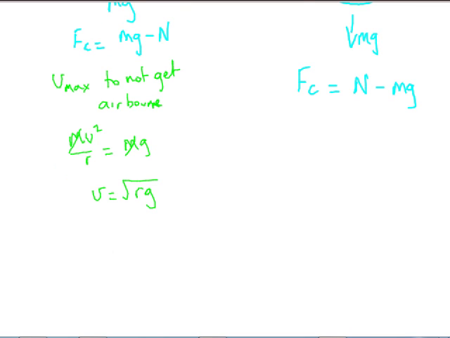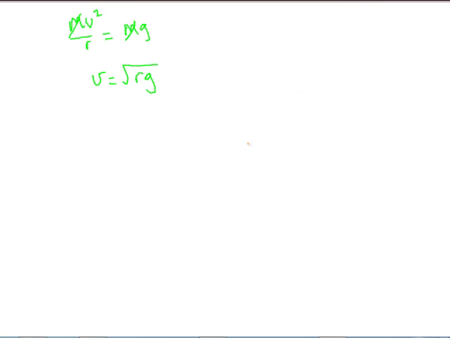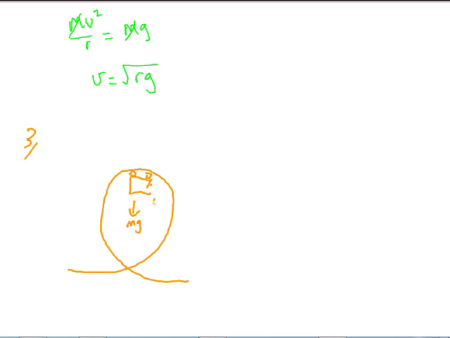Okay, the third scenario that you can possibly get would be the roller coaster type deal. We've got the big loop-the-loop, and in this case, roller coaster car, we've got mg down. We also have the normal reaction force acting down. So here Fc would equal mg plus N.